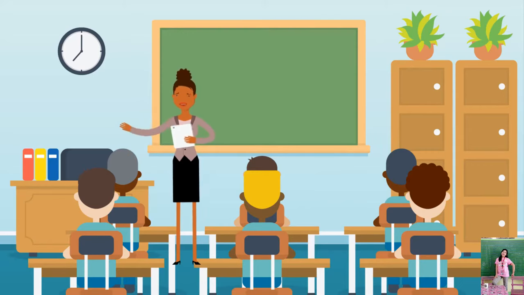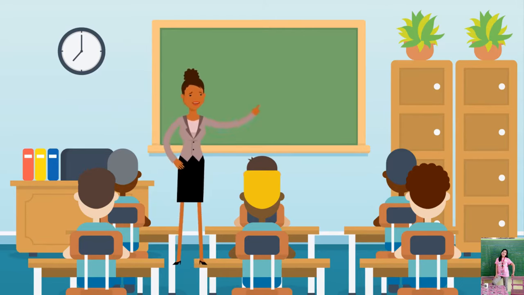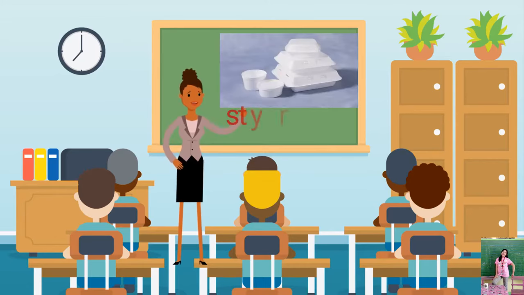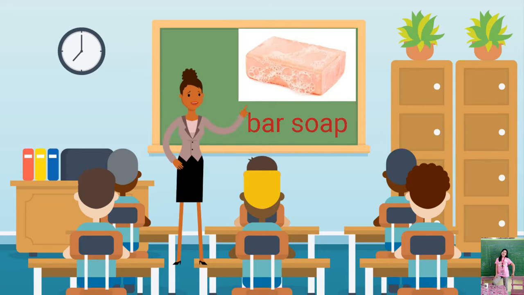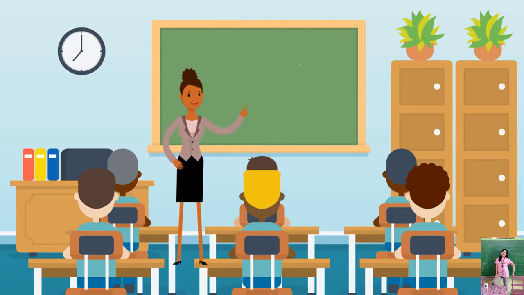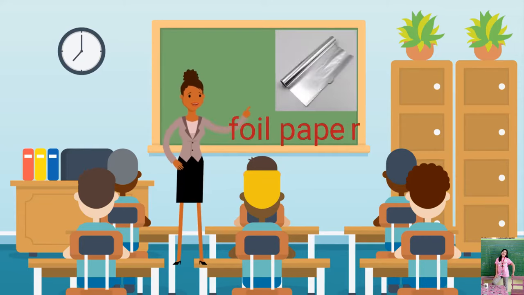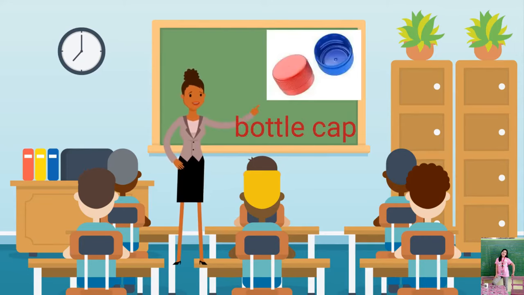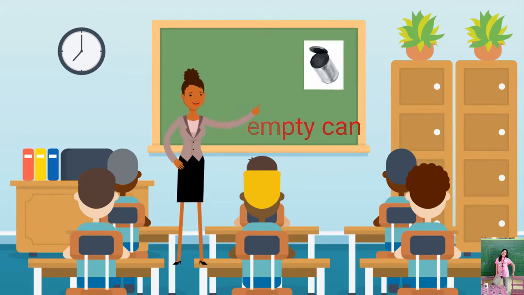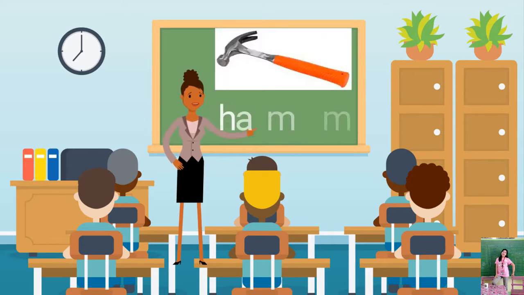Let's do an activity which will help you understand the effects of force on the shape of an object. Here are the materials needed for this activity. Plastic bottle, rubber ball, modeling clay, styrofoam, bar soap, chocolate bar, eggshell, foil paper, bottle cap, empty can, pair of scissors, rolling pin, hammer.